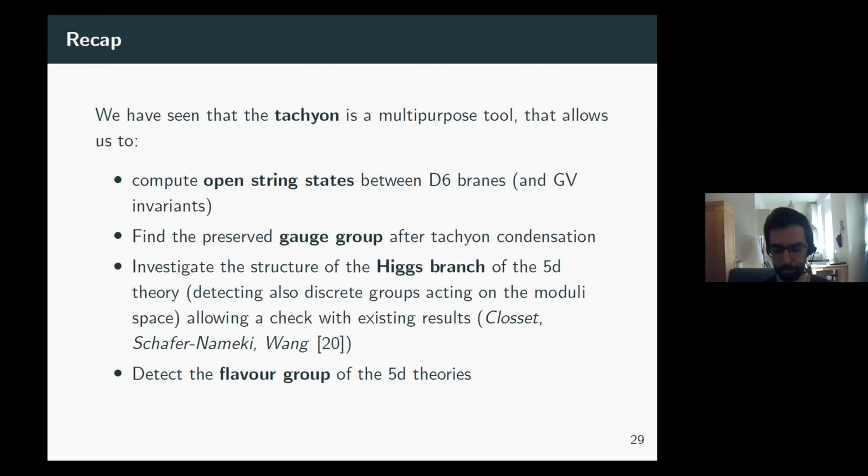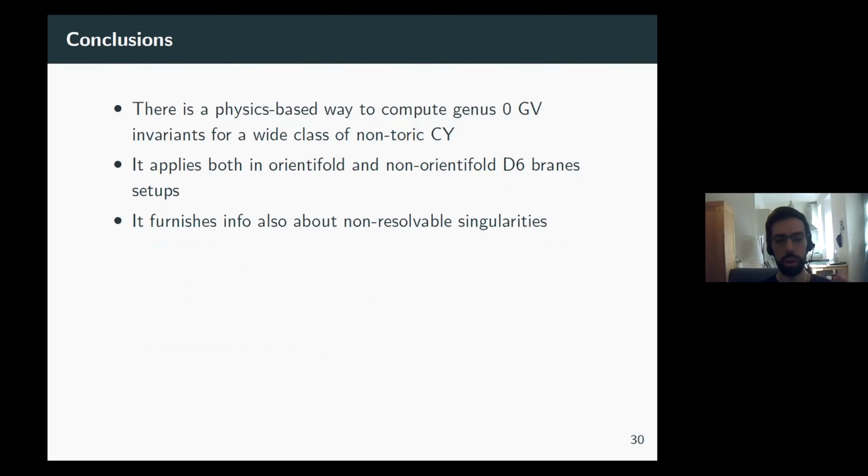So in conclusion, what I've tried to tell you today is that there is a physics-based way to compute genus 0 GV invariants for a wide class of non-toric Calabi-Yaus, and that this technique applies both in orientifold and non-orientifold D6-brane setups, so for the AN series and the DN series, and that this method also furnishes information about non-resolvable singularities, which were inaccessible to other techniques.